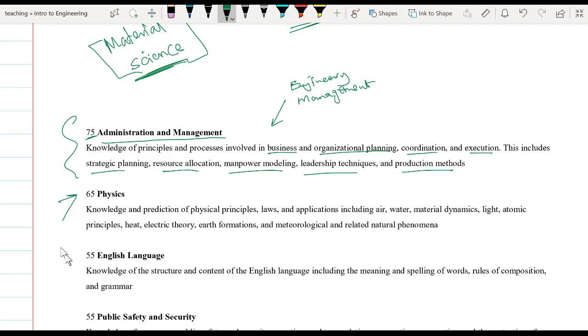Another one is that of physics. Of course, you know for sure that physics carries a very big role in your engineering profession. And I even know that for you to do engineering, you are required to have passed in physics. And therefore, you are saying that the knowledge and prediction of physical principles, laws, and applications, including air, water, material dynamics, light, atomic principles, heat, electric theory, earth formations, and meteorological and other related natural phenomena, are required for you to practice and to train as an engineer.